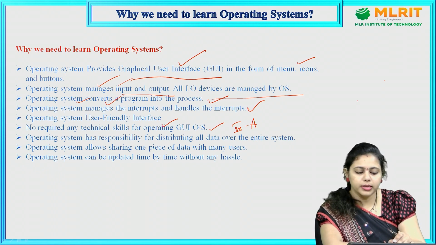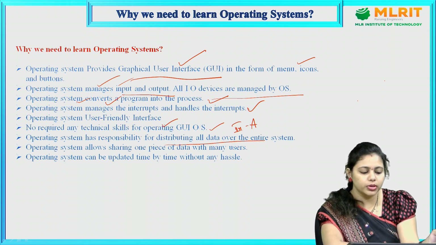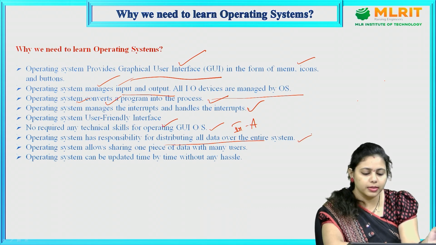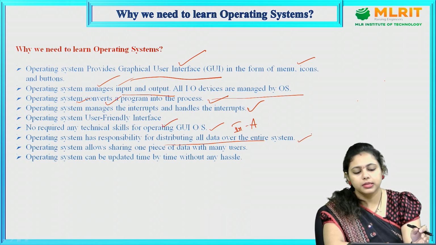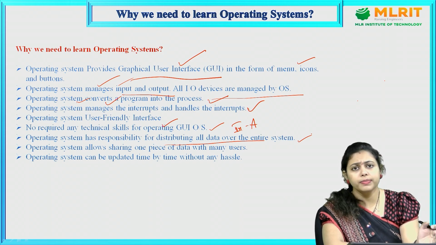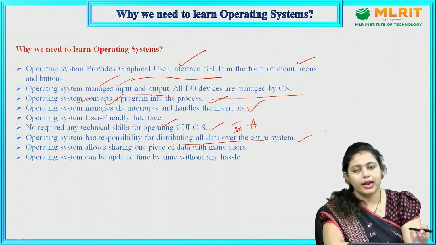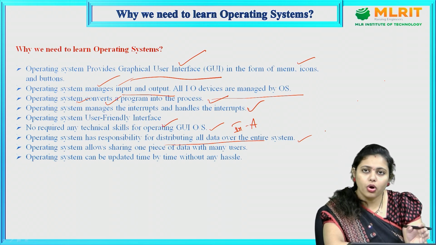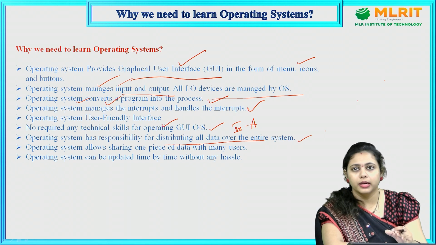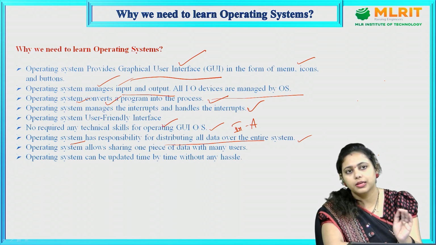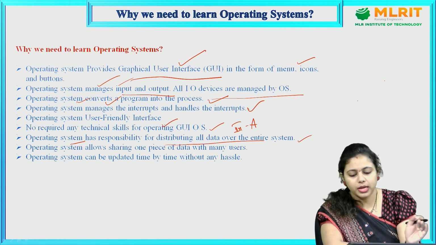Next, the operating system is responsible for distributing the data over the whole system. So here my operating system distributes all the data towards my complete system. If I want to activate my audio file, or work with my Excel file, or see my video, who is going to take care of all these activities? My operating system is responsible to work one after the other.